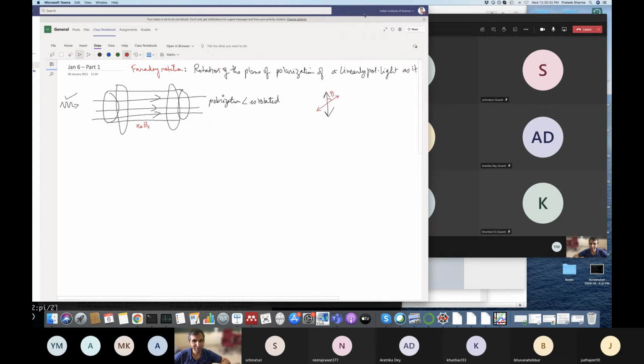Okay, let's talk about the physics of it. So this is the phenomenon that if you have linearly polarized light, as it passes through a magnetized medium, its plane of polarization is rotated. And what matters is the magnetic field along the line of sight. Okay, so let's do the mathematics now.